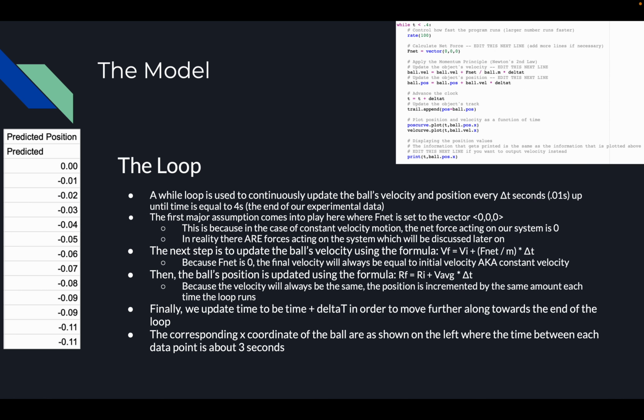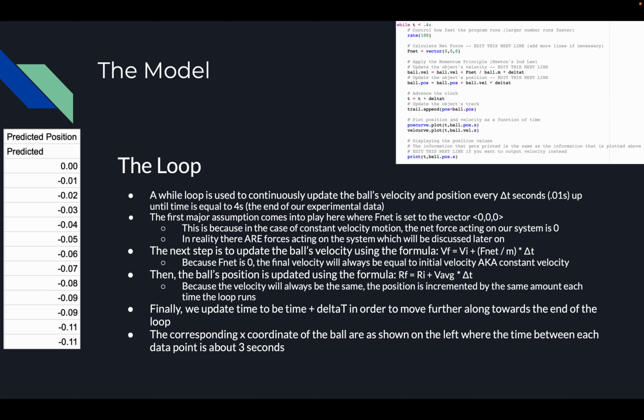We then used a while loop to continuously update the ball's velocity and position every delta t seconds up until the time is equal to 4 seconds at the end of our experimental data. The first major assumption comes into play here because we set Fnet to be the vector 0, 0, 0, because in the case of constant velocity motion, the net force acting on the system should be 0. In reality, there are forces acting on the system, which will be discussed later on, and how this could affect our results.